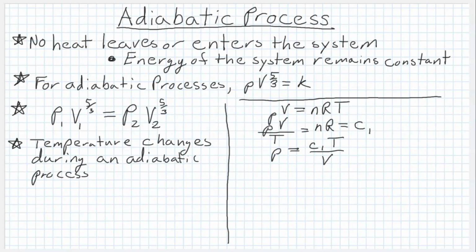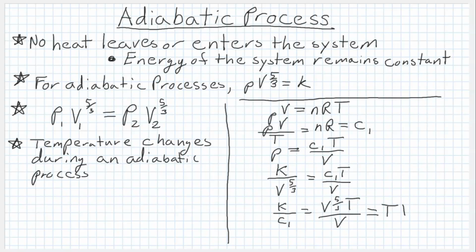I'm going to isolate pressure, and I'm going to substitute in the relationship PV to the 5/3 is constant for pressure. I'm going to move all the constants to the left-hand side, and I'm going to move my volume to the right-hand side. And this simplifies to temperature times volume to the 2/3. And this temperature times volume to the 2/3 is equal to the constants. So this value is also constant.